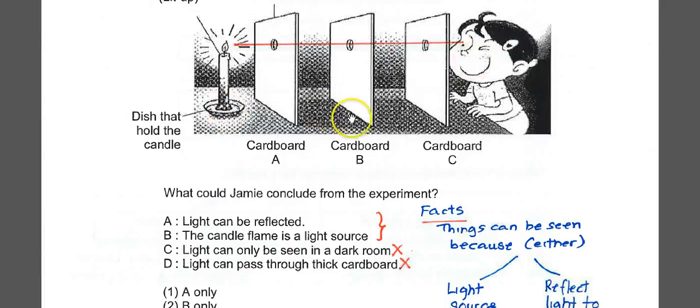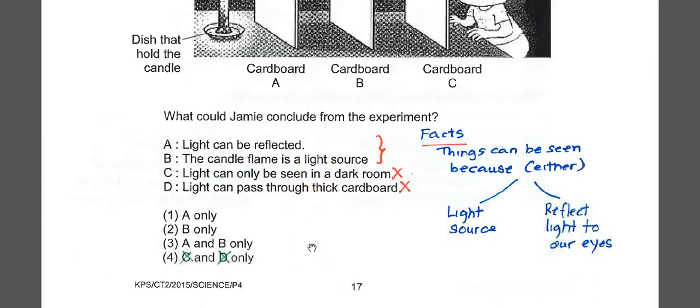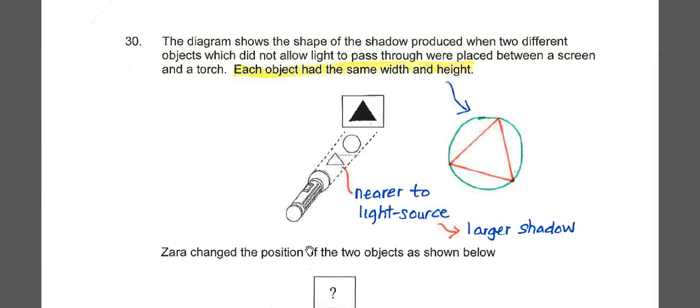So there are two things happening, two principles. First, light can be reflected. Light shines onto the dish and to her eyes if she stands at one side. All right, this is true. The candle flame is a light source, definitely. Okay, the other two are a bit unreasonable. I don't think the other two work. All right, so the answer should be A and B. All right, number 3. Let's go to the last one.